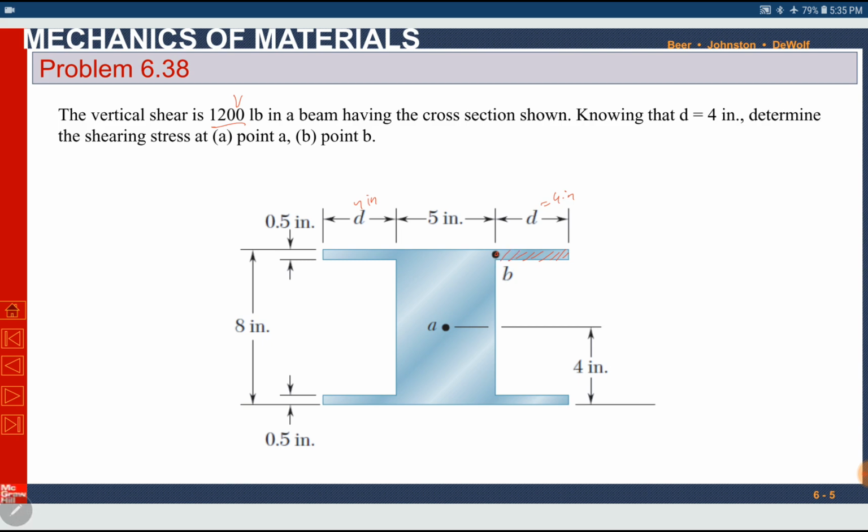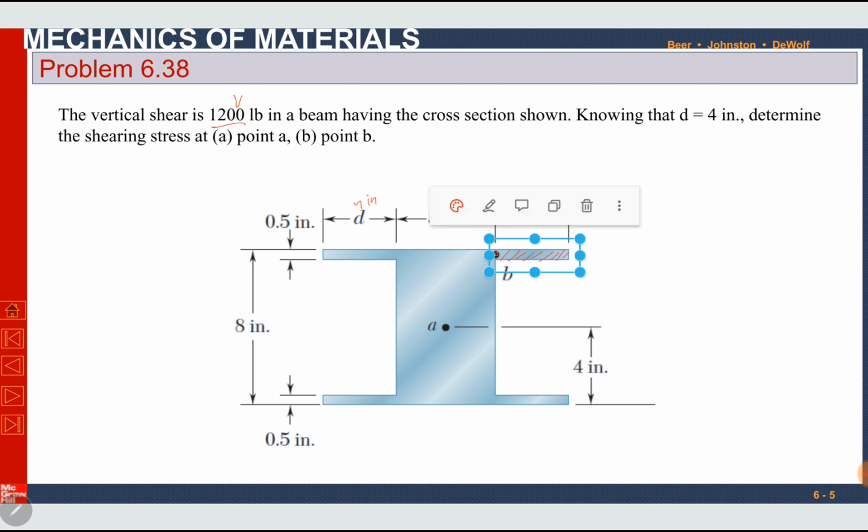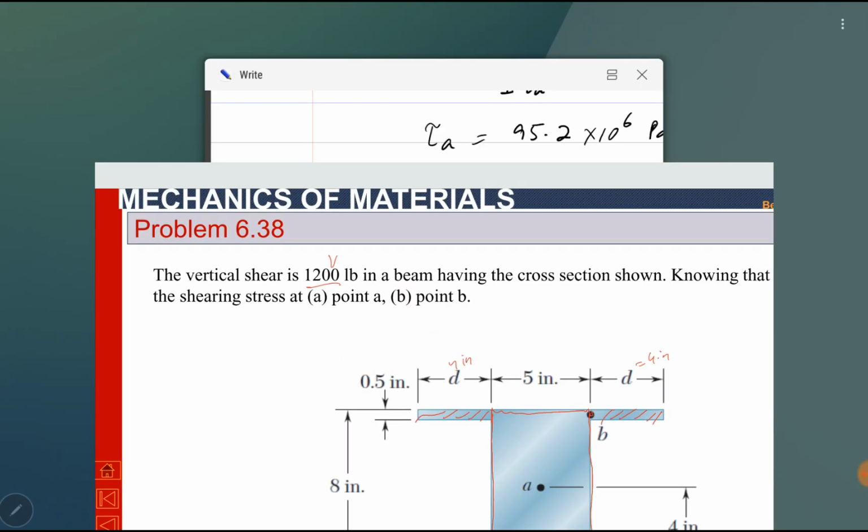Before that, we will find I. The method is the same as the previous problem. So I for the middle portion plus 4 times I of this part. Okay, I will move towards the solution.